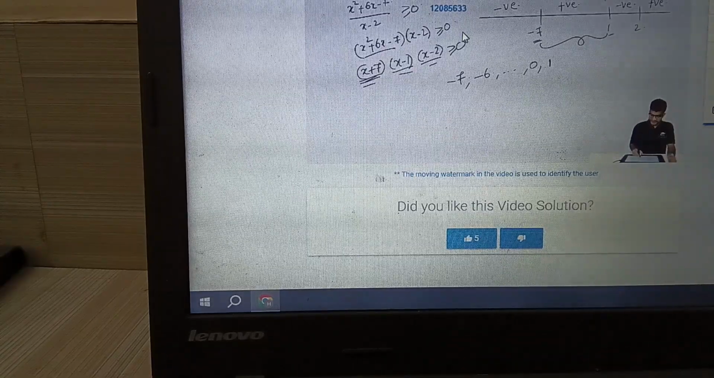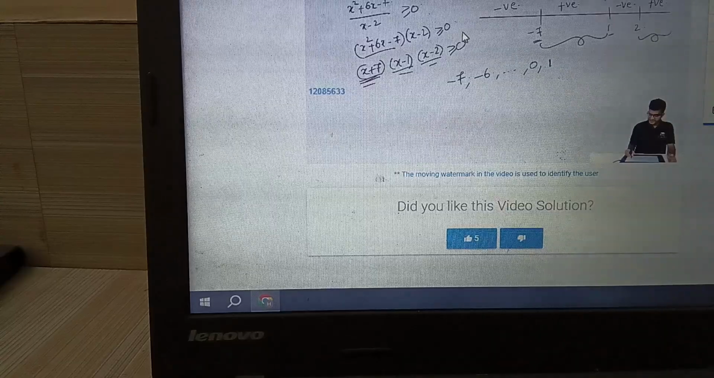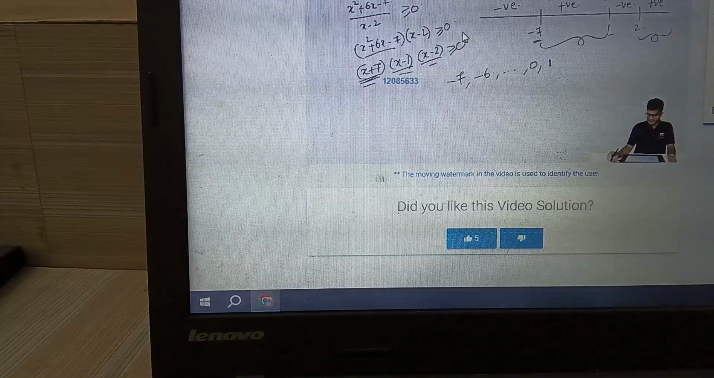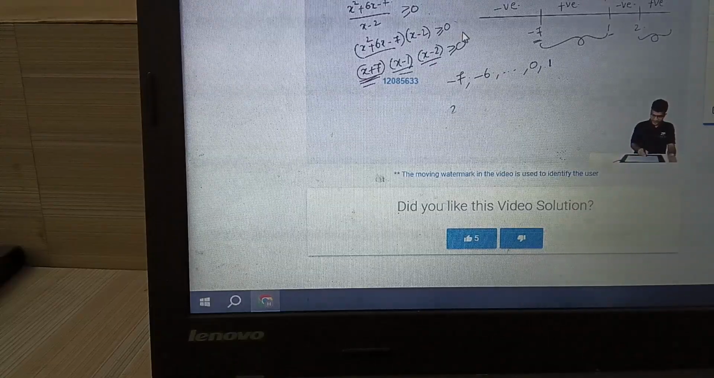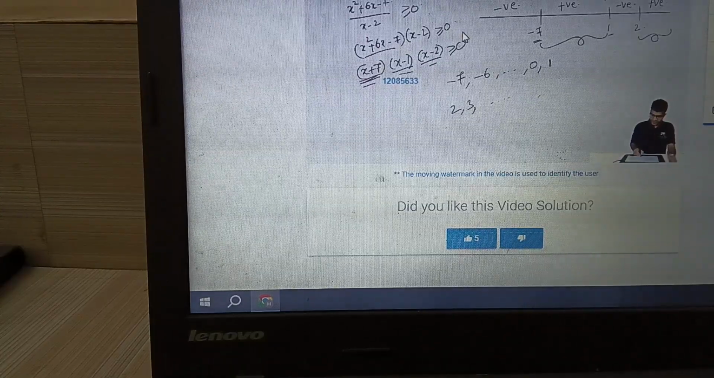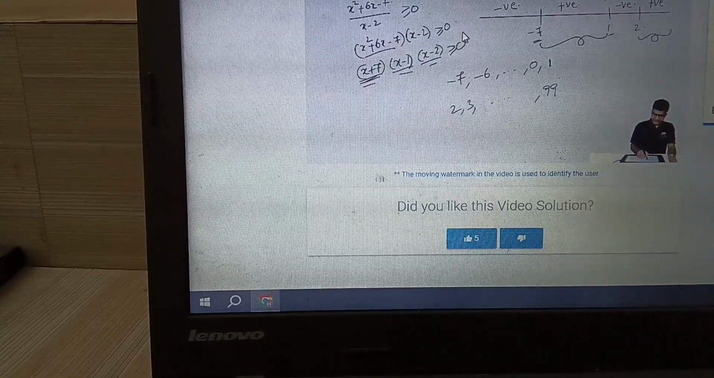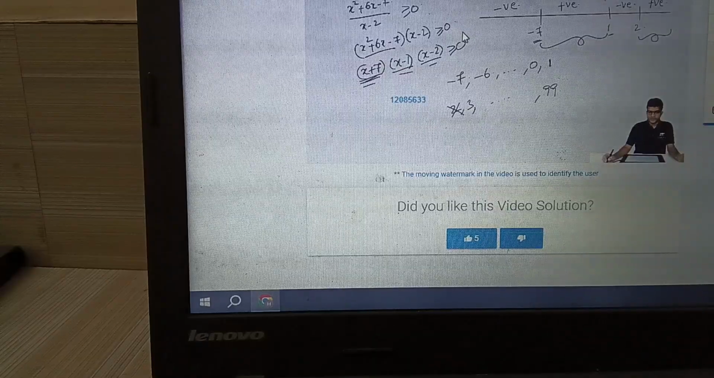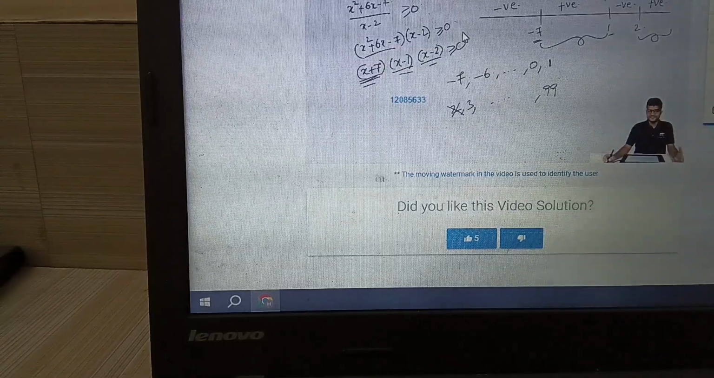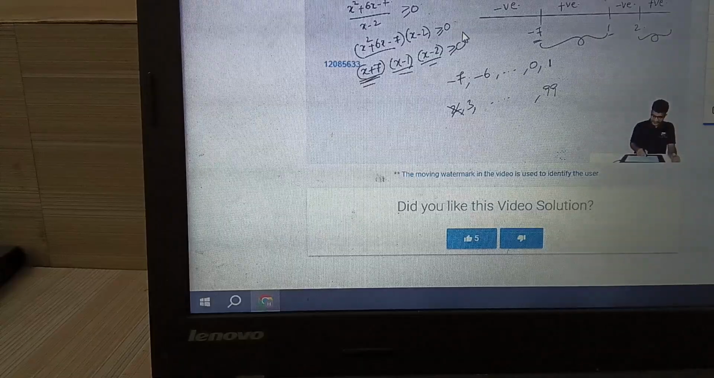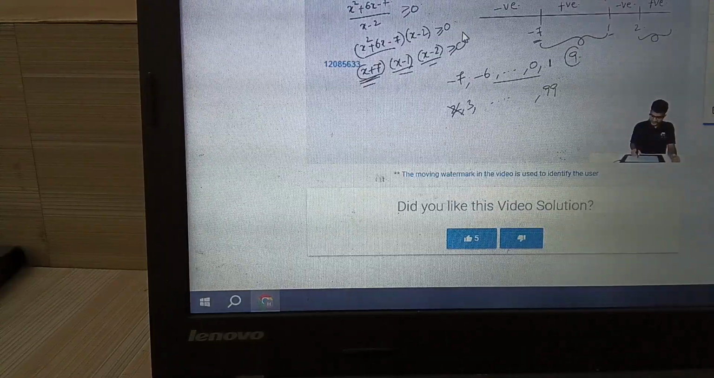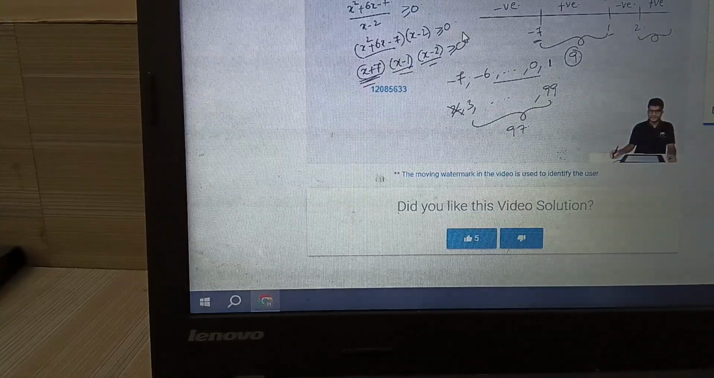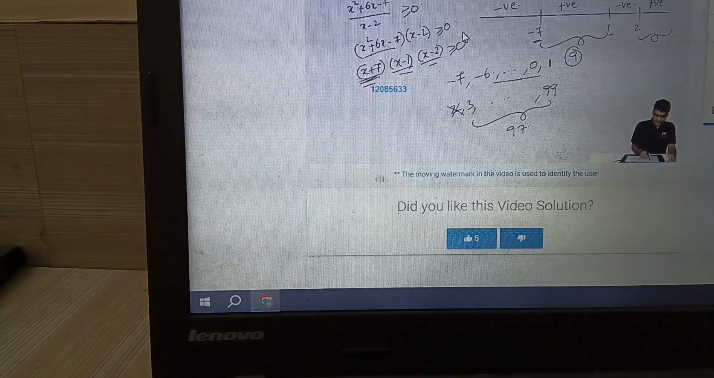The next interval is from 2 to infinity, but here we have a restriction that x has to be less than 100. So the numbers will be 2, 3, dot dot dot till 99. But again remember that x cannot equal 2, so 2 is not counted. So what is the total number of integers which satisfy this inequality? That will be 9 numbers in the first interval and 97 numbers in the second interval. So the total will be 9 plus 97, which is equal to 106.